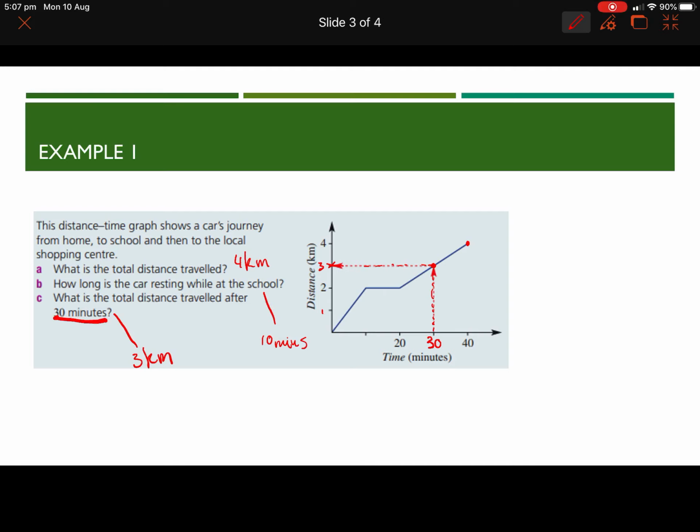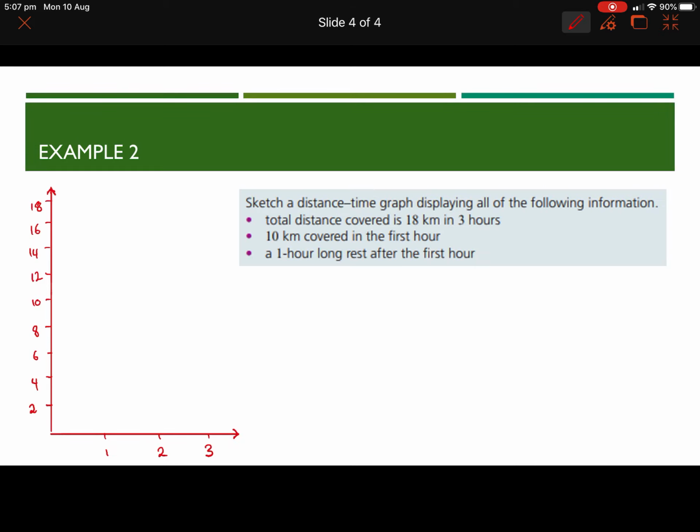So we're using our line to tell us different points on the graph, and it'll help us to determine whether it's time or distance. Next example is actually sketching a graph. It's given us the information to sketch, and we need to put it onto a graph. So the first thing, obviously, you do your axes.